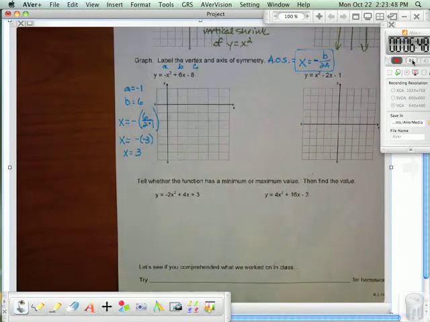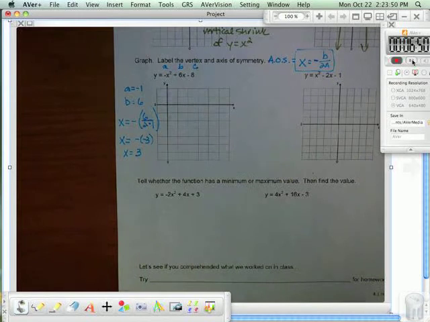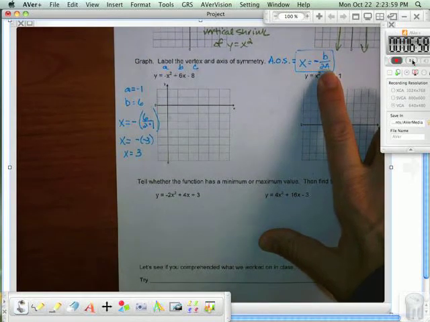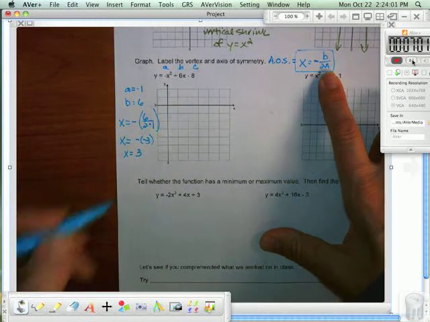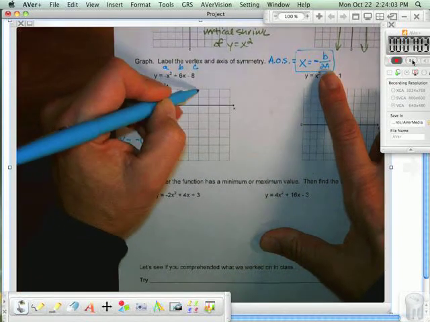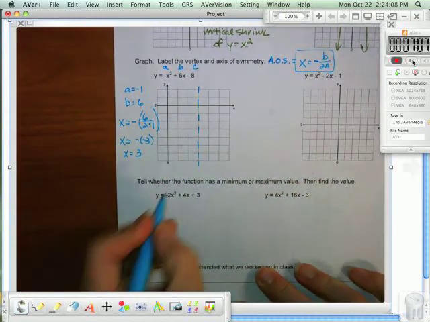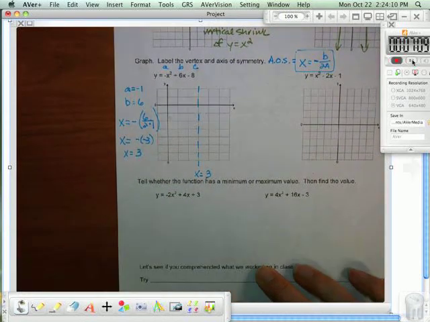You could do it a lot quicker than that. Absolutely. I'm just showing. This shows me the axis of symmetry, which is a vertical line. So I can draw that right now. That's the axis of symmetry, X equals 3. I know the vertex is on that.